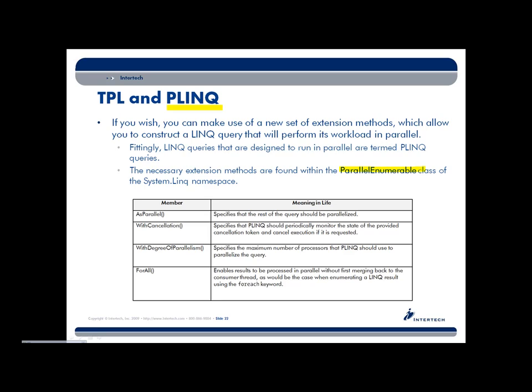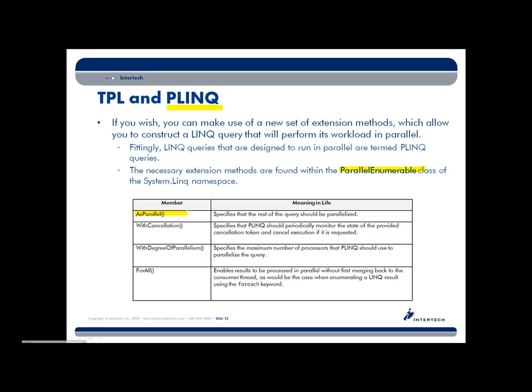So there's a brand new class now called ParallelEnumerable. And probably the most important piece is just AsParallel. And that just basically says, hey, I've built up this LINQ query. I'm processing an enumeration of data. And I would like to have as many threads as possible jump into the mix here.